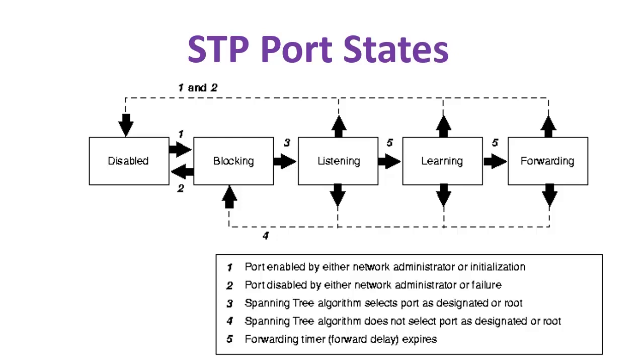Next, let's talk about spanning tree port states. 802.1d has 5 different port states: disabled, blocking, listening, learning, and forwarding. Let's talk about each of these in depth.